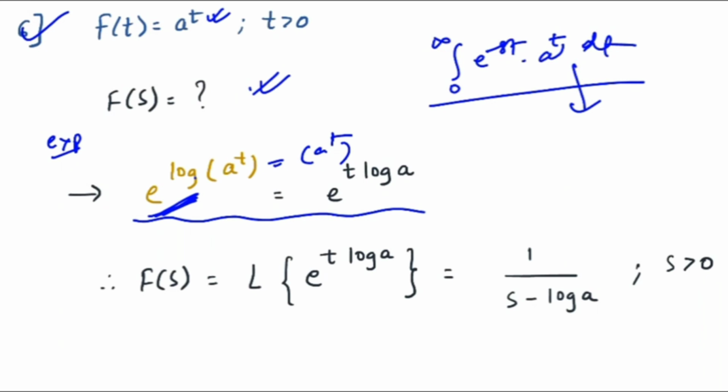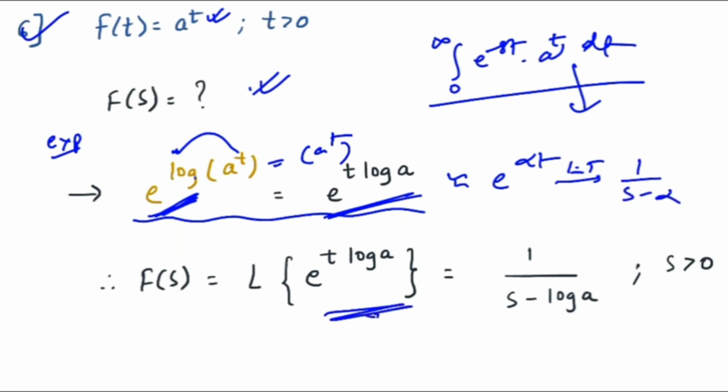The reason being, if you write that, you can take this t outside, so it would be e raised to t into log a. Now if you compare this with e raised to alpha t, you know the Laplace of e raised to alpha t is what? 1 upon s minus alpha. Straight away you got the answer. So what would be the answer? The answer for this question is 1 upon s minus log a, because the value of alpha is log a. You can see here, this is nothing but alpha, right? So the alpha value is log a. That is the reason you will get the answer as 1 upon s minus log a.